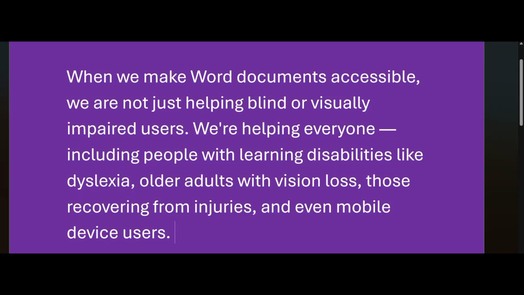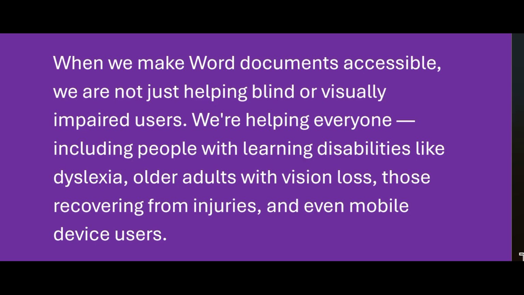Just before we get into the how-to, let's first quickly talk about why accessibility matters. When we make our Word documents accessible, we're not just helping blind or visually impaired users. We are helping everyone, including people with learning disabilities like dyslexia, older adults with vision loss, persons recovering from injuries, and even mobile users. Accessibility improves the experience for all users by making documents clearer, easier to navigate, and even more user-friendly. So by making your documents more accessible, not only will you comply with accessibility standards, but you're just making it better for everyone.